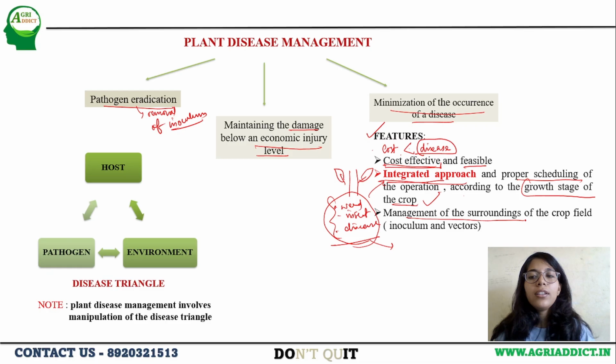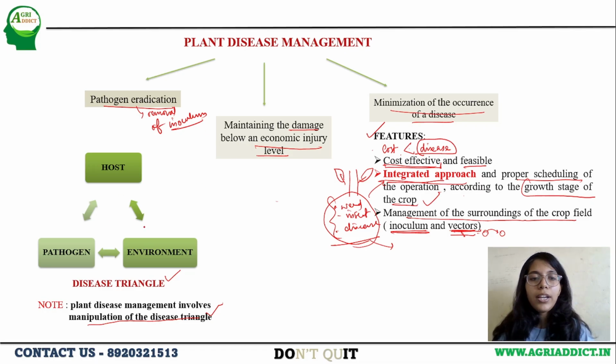The management of the surroundings of the crop field is necessary. That is, we need to manage the inoculum, the source of infection, and the vector. Vector is the agent that helps in the dispersion of the plant pathogen from the infected plant to the healthy plant. So we need to manage the vector properly. To devise a proper management strategy, we need to know the disease triangle. The manipulation of the disease triangle is necessary. Then only we can manage a disease properly.